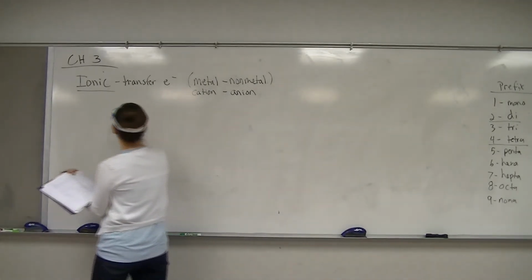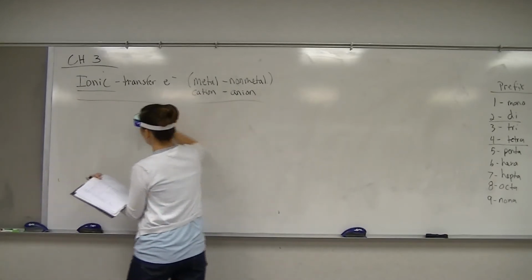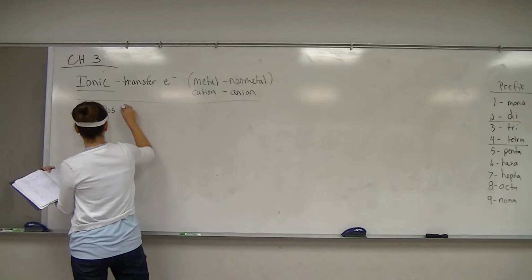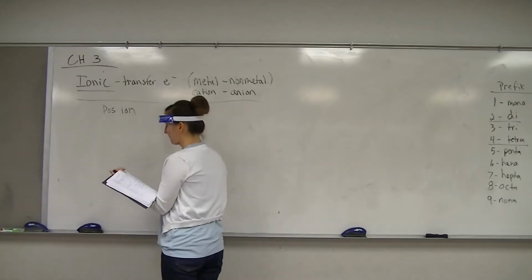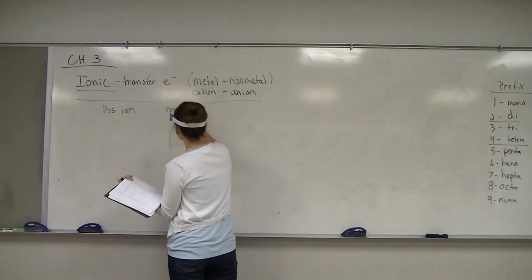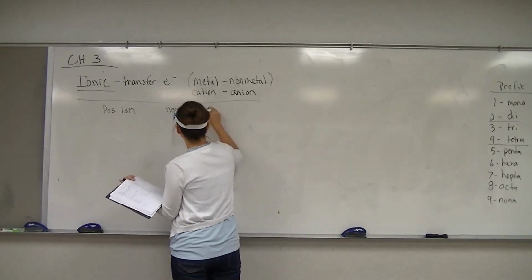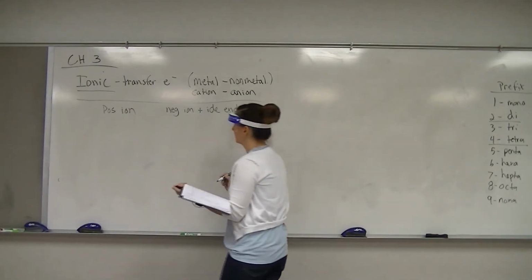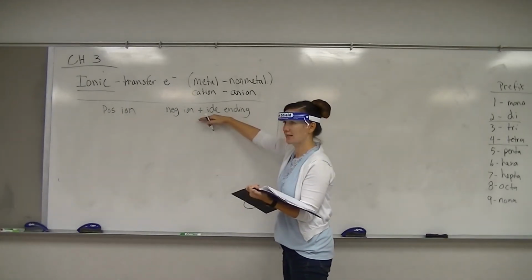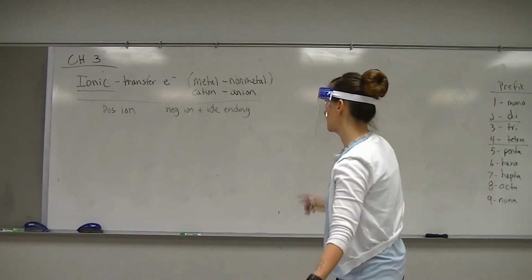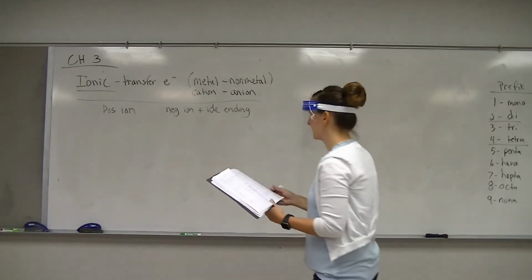So to name it, we're going to use our positive ion we're going to name first. And then the negative ion, the anion portion, we're going to add an IDE ending, just like we did for covalent with that IDE ending. Okay, now notice I don't have prefixes up here.